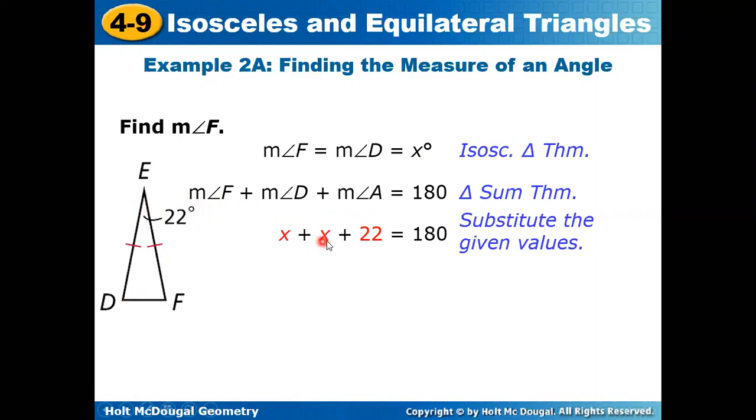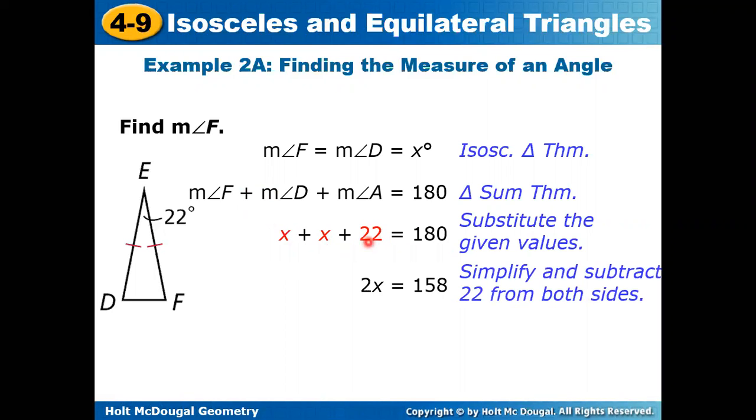So x plus x plus 22, substituting the given values, equals 180. Now you can solve this equation algebraically: x and x make 2x, and subtract 22 from both sides. So 2x equals 158. By dividing both sides by 2, x equals 79 degrees. So measure of angle D equals measure of angle F equals 79.